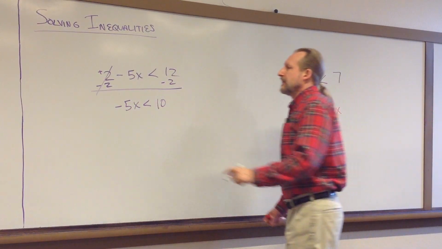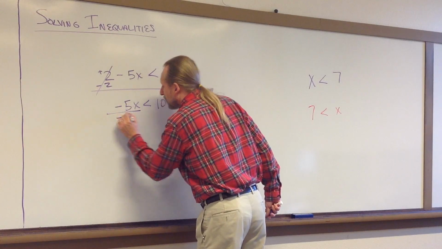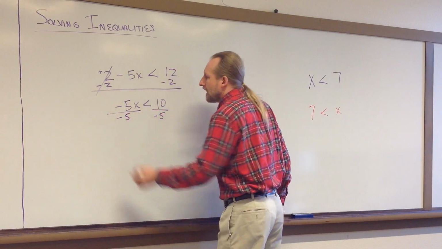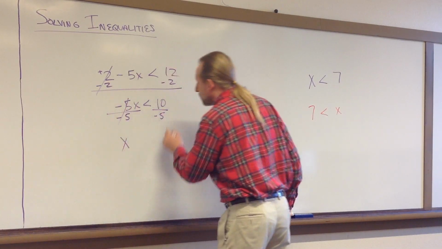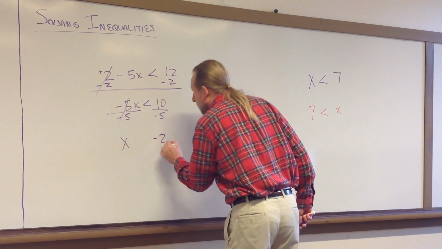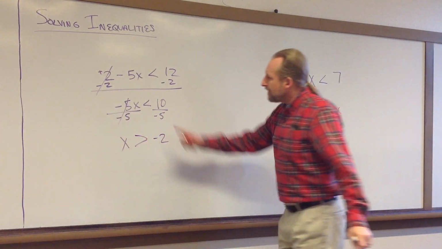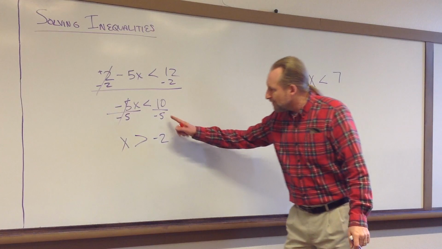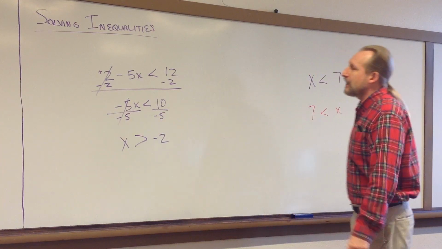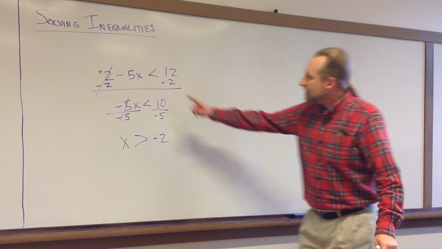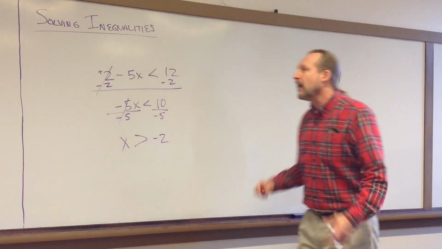Here's the trick. When we go to divide on both sides by negative 5, these cancel out. This will be x. Over here we'll get negative 2. But we flip that sign. Anytime that we divide or multiply by a negative number, that's going to flip this symbol around.